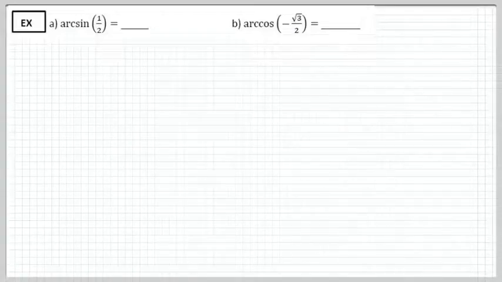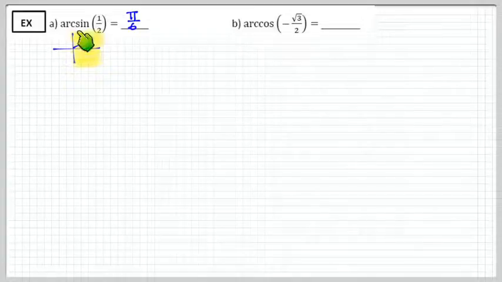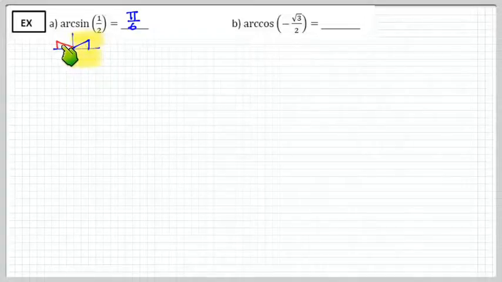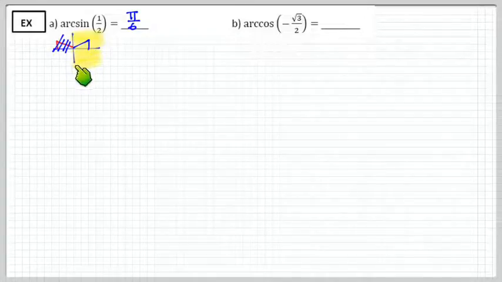Okay, so let's look at some examples. Arc sine of 1/2. We have one solution that's here. Normally we would think there are two solutions: a solution in quadrant 1, a solution in quadrant 2. This is 5 pi over 6. But we ignore that one because we've defined arc sine to only exist between negative pi over 2 and pi over 2, so this is our only answer.